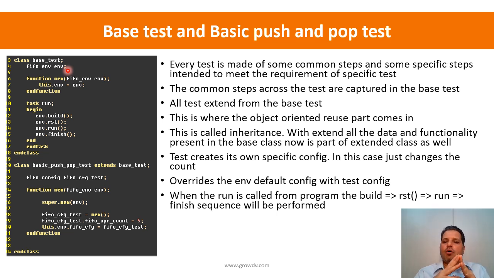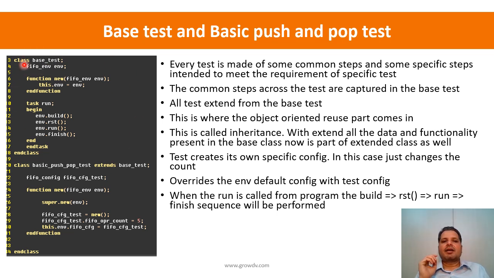Now what we want to do is, we don't want to code the common steps across. I could be writing hundreds of tests, and all the common steps that I perform across all the 100 tests, I don't want to keep on coding them again and again. I would like to reuse them. So how do we do that reuse? That is where the object orientation aspect of SystemVerilog comes into play.